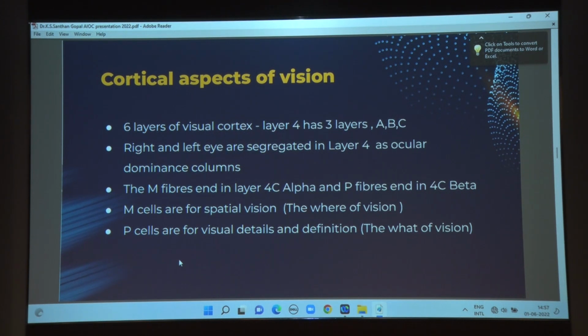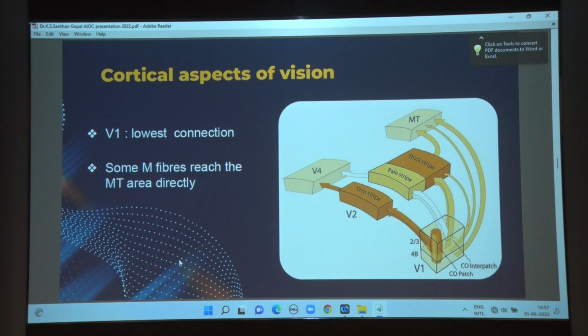Anyway, let us look at it. Six layers of the visual cortex, I have told you, with A, B, C in layer 4. The M fibers end in layer 4C alpha, and the P fibers end in layer 4C beta. There is a reason why God has diverged the functions, because the what of vision involves the size, the shape, the structure, the color, and the surface of the object, whereas the where of the object is position and movement of the object. However, these two are interconnected throughout the central nervous system, and that's what I have utilized in treating amblyopia.